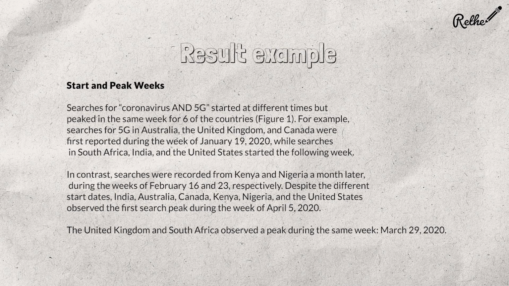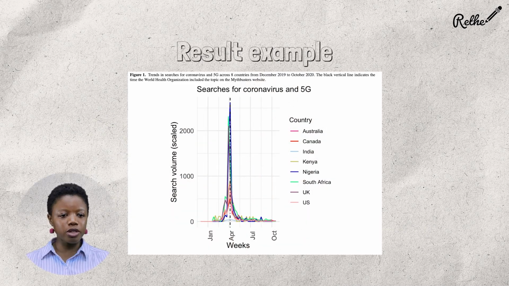Notice how we refer to figure 1 without describing everything that occurs in the figure. Also notice how we use transitional words to connect the sentences in this paragraph. We discussed the use of transitional words in section 4. This is figure 1 that we referred to in the previous slide. It is not the best figure in the world, but captures the main point we're trying to make, that searches peaked about the same time for multiple countries.